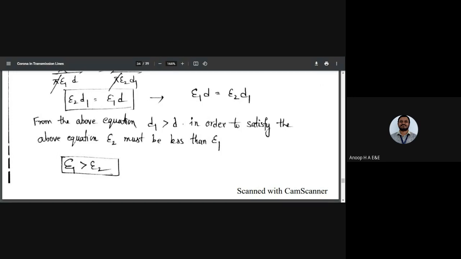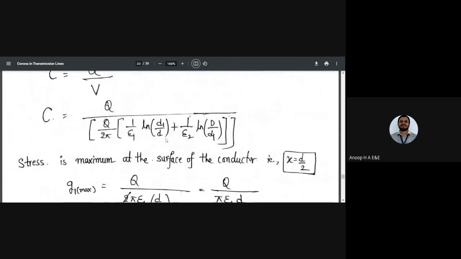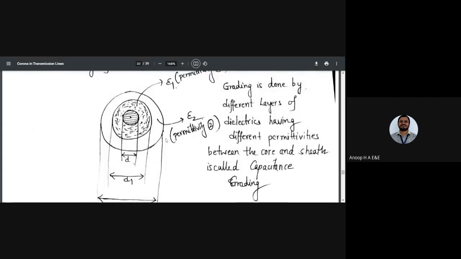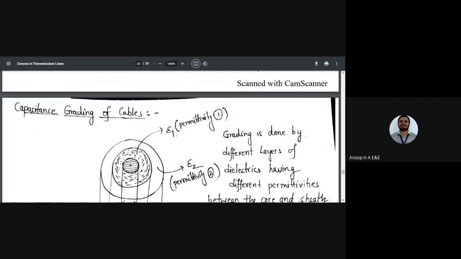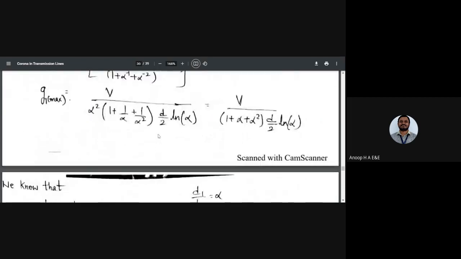So we know that the electrical stress will be maximum at the surface of the conductor, and as it goes near the sheath it will be minimum. That is where we use intersheaths in order to grade the cables. Now let me briefly recap what we had done.